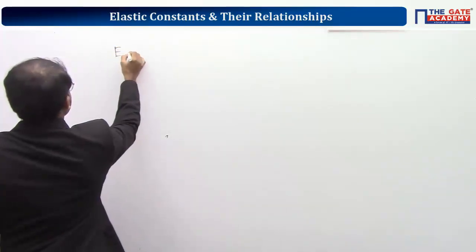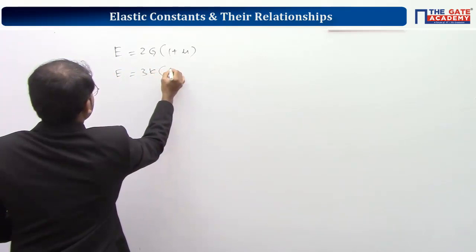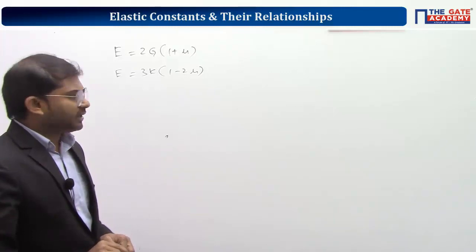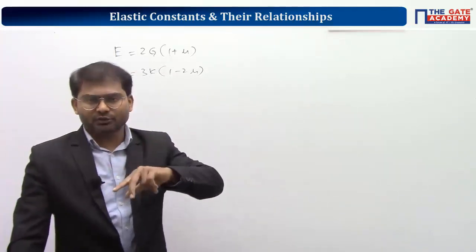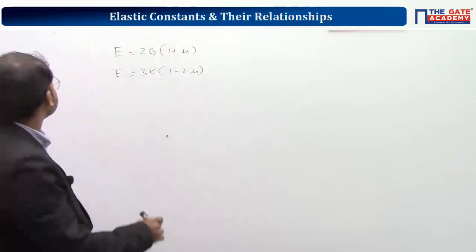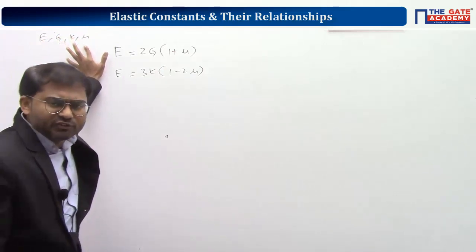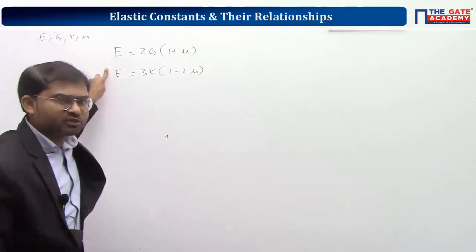So, relationships between these elastic constants. For an isotropic material, these are given like this: E is equal to 2G into 1 plus mu, and E is equal to 3K into 1 minus 2 mu. Here you can understand that we have two equations. Out of these four elastic constants, E, G, K and mu, if you know any two values and don't know the remaining two, you can easily get them by using these two equations.